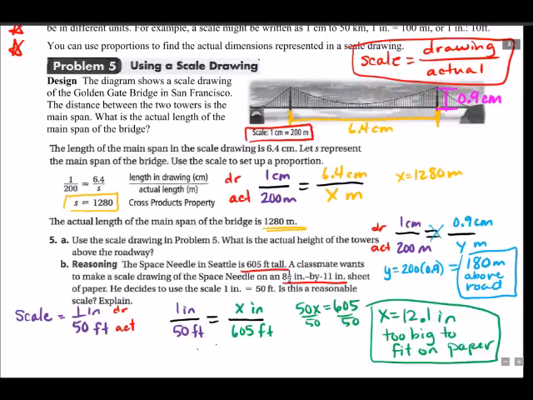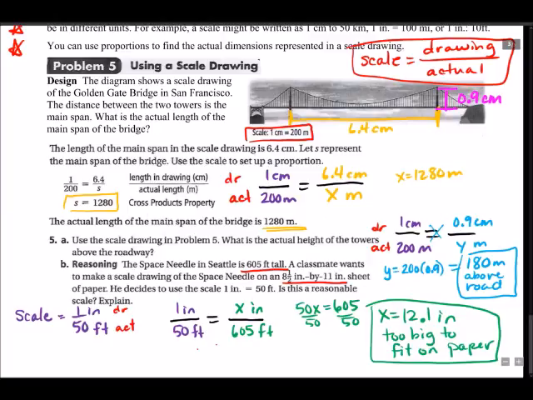Okay, these problems were kind of fun. We wanted to find the height of the towers above the roadway. So I drew my fraction bar equals fraction bar, and then I put in my scale, 1 centimeter to 200 meters. Now, my drawing is on top, my actual is on the bottom. And then I know my drawing is 0.9 centimeters over some unknown meters. Notice on these we have not changed our units to match each other. This is a legal move.